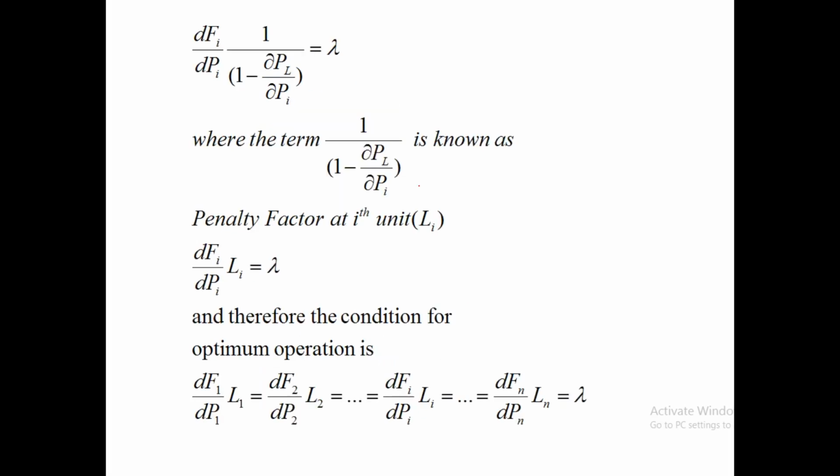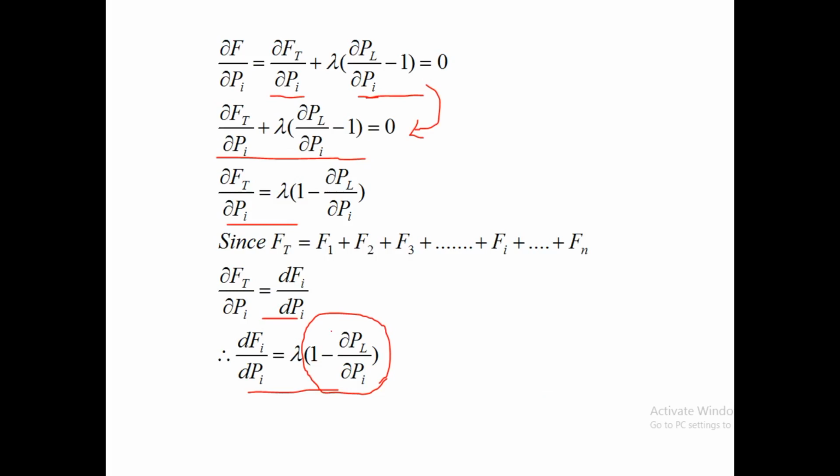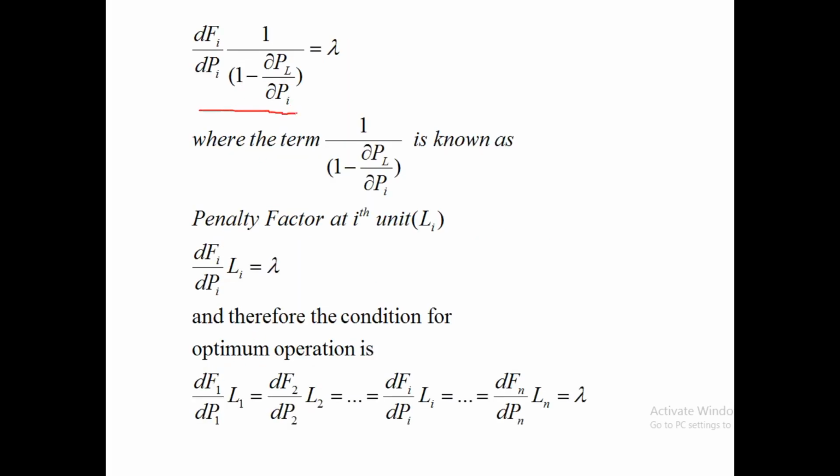Now it is taken to the left side again. So it will be dfi by dpi into 1 by 1 minus dou PL by dou pi equal to lambda. The term 1 by 1 minus dou PL by dou pi is known as the penalty factor of the ith unit, penalty factor Li.